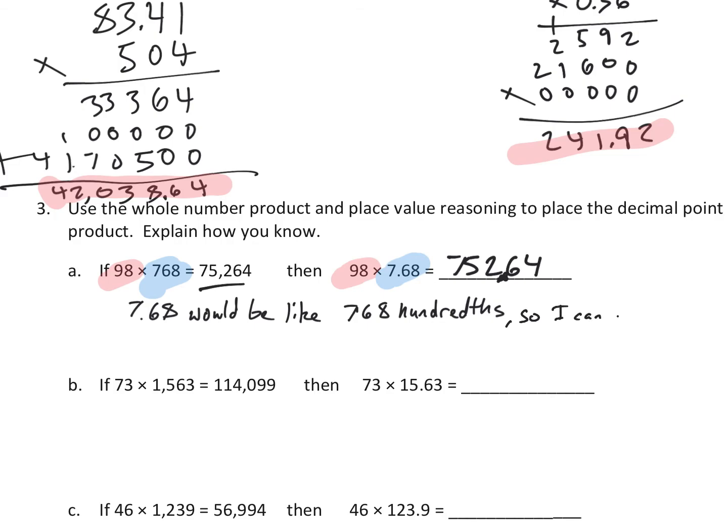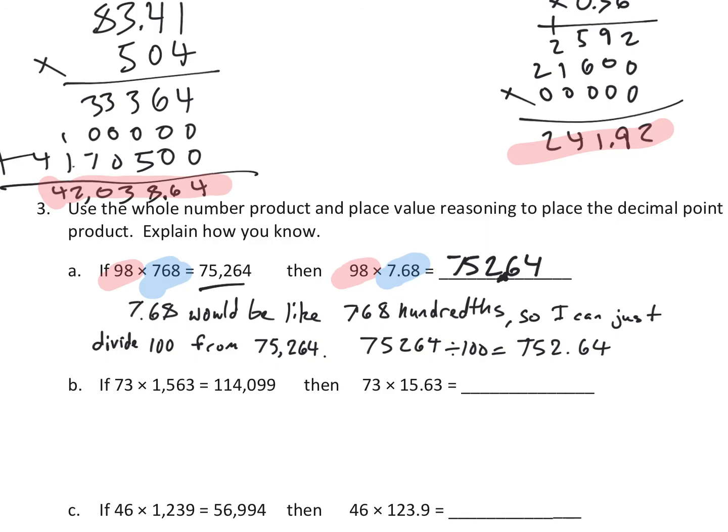So I can just divide 75,264 by 100. Right there, that'd be 75,264 divided by 100 equals 752 and 64 hundredths.